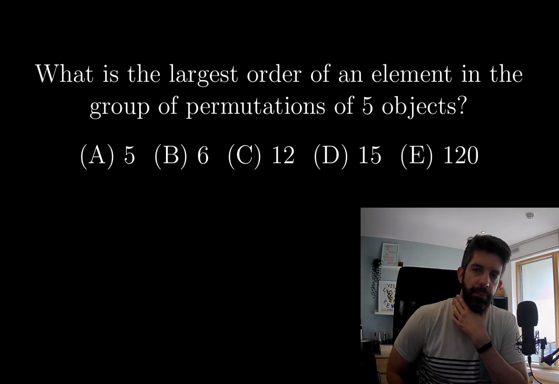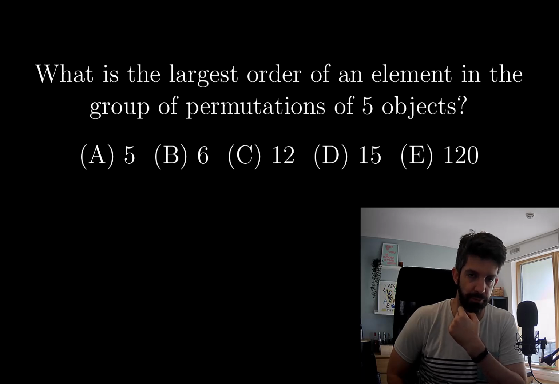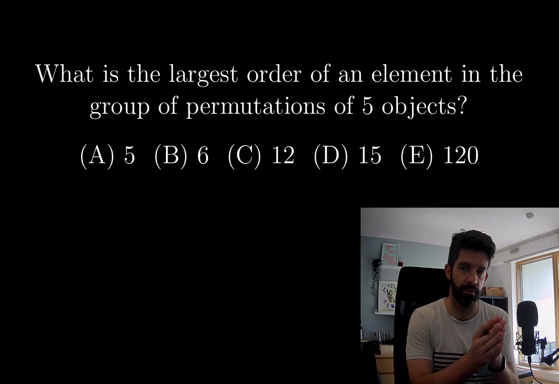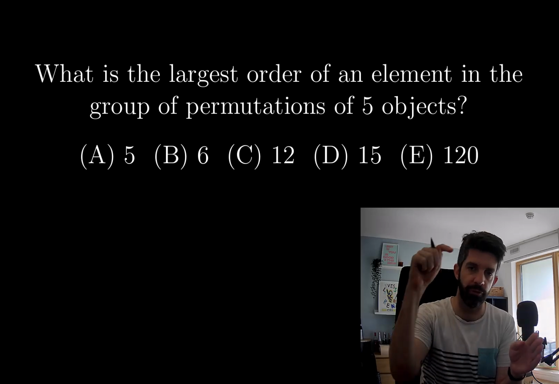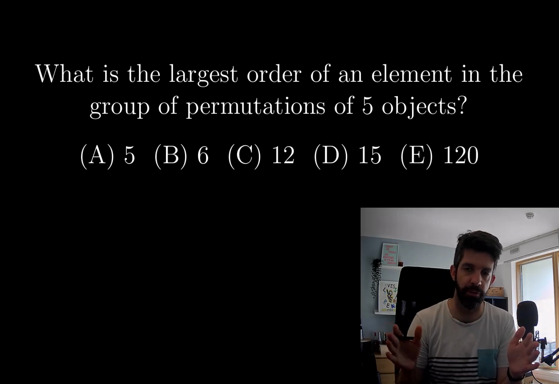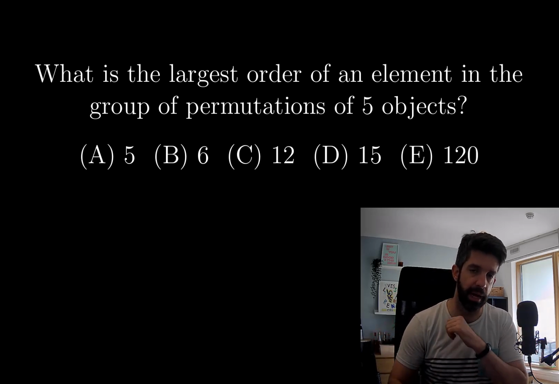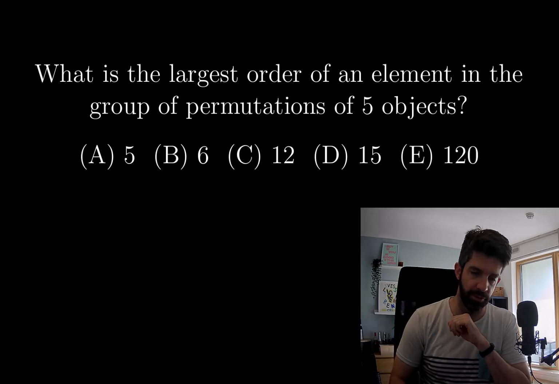I'm extremely rusty on my specifics of group theory, but of course I can create an element in the group of permutations which has order 5. Just think of the ordering of 5 objects and shift them all to the left by 1, with the first one coming back to the end. You do that 5 times, you get back to the original setup.